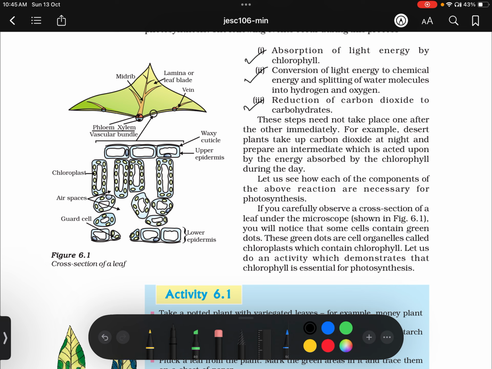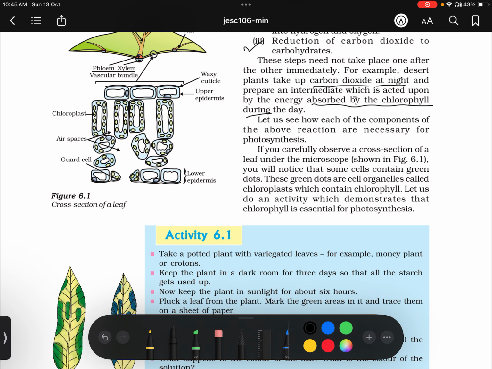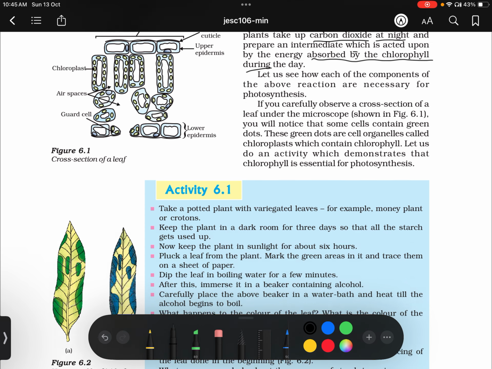These steps need not take place one after the other immediately. For example, desert plants take up carbon dioxide at night and prepare an intermediate which is acted upon by the energy absorbed by the chlorophyll during the day. Let us see how each of the components of the above reaction are necessary for photosynthesis.